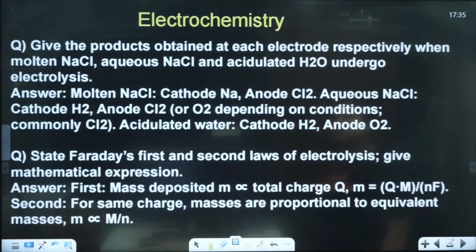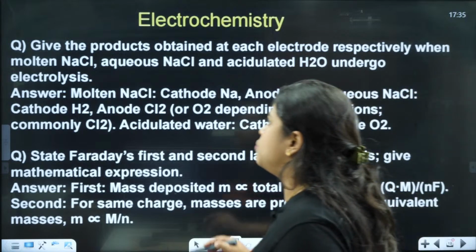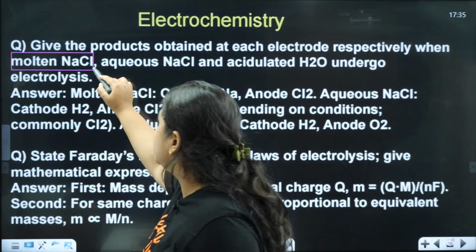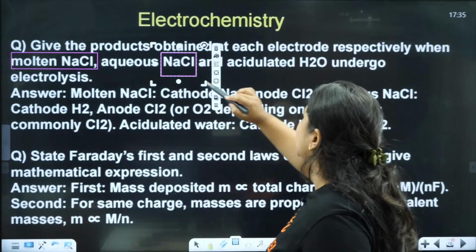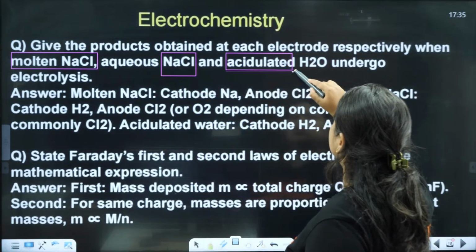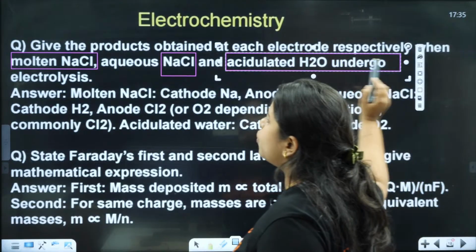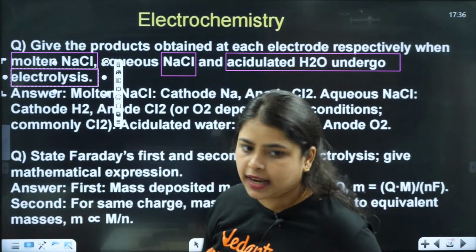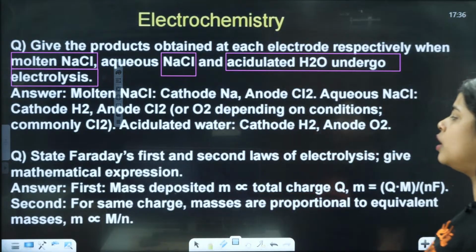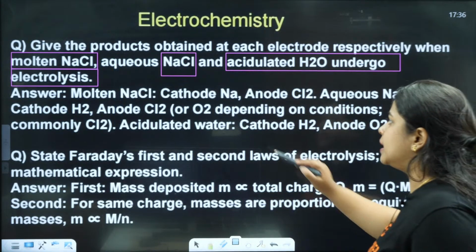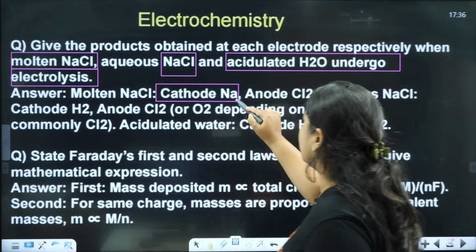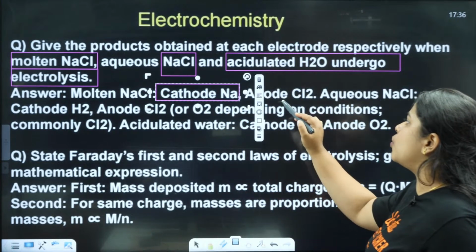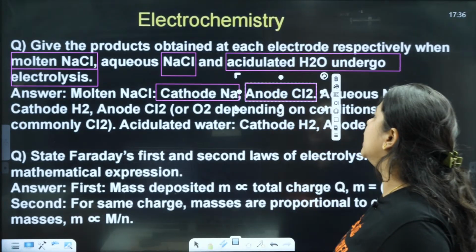Next question is: give the products obtained at each electrode respectively when molten NaCl, aqueous NaCl and acidulated H2O are undergoing electrolysis. Now consider the molten NaCl, which is going to be the cathode? That is Na. Anode is going to be what? Cl2.